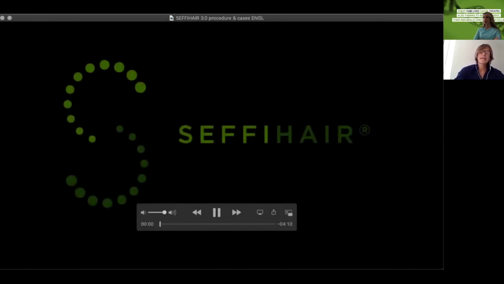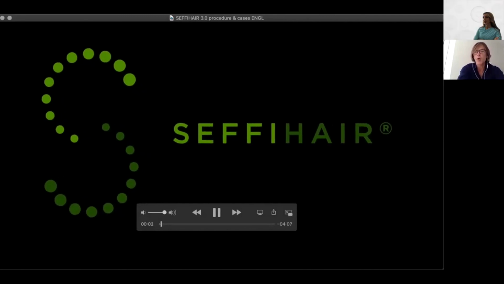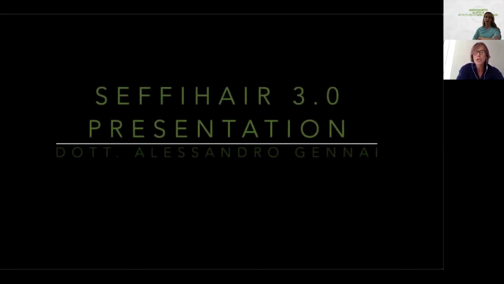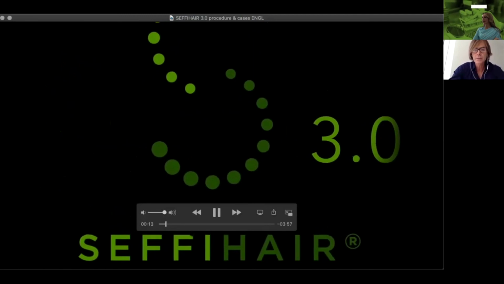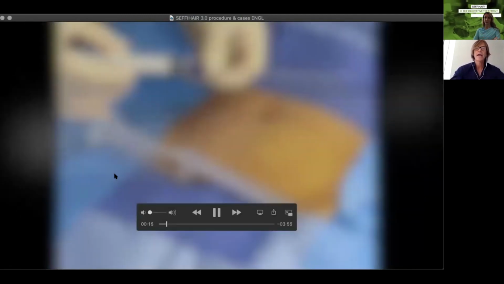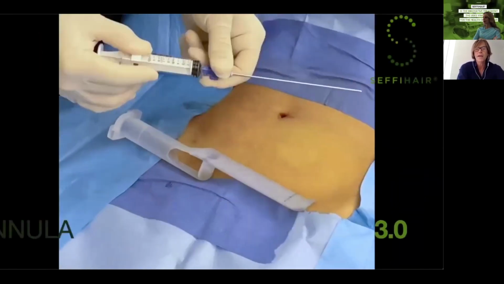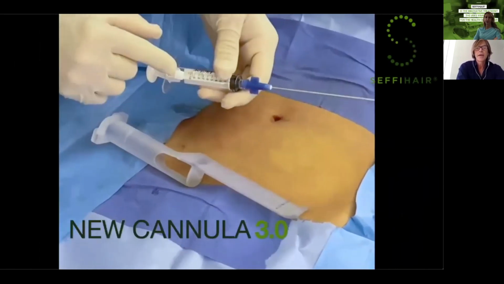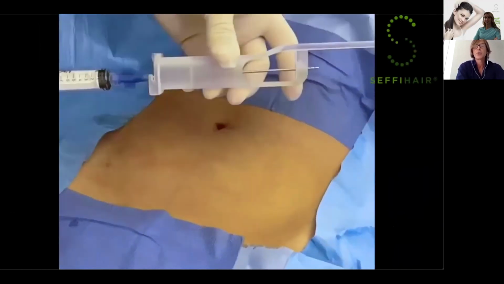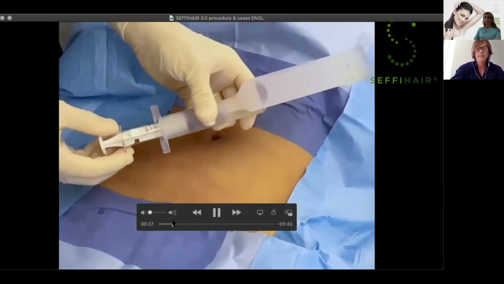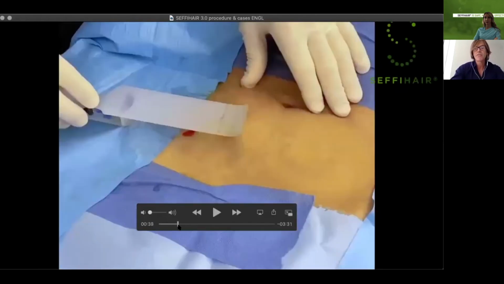Now, at the beginning, the procedure is exactly the same of SEFFILLER. You have to harvest the tissue with the same guide, the same cannula, and you are going to harvest the tissue. You connect, of course, the cannula to the syringe, the auto plunger lock syringe, insert in the guide, and you perform. This part is exactly the same of the SEFFILLER procedure.